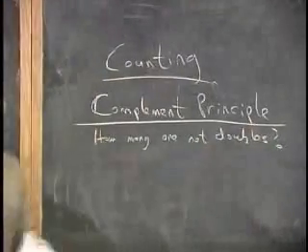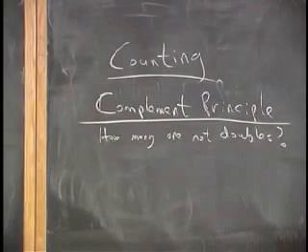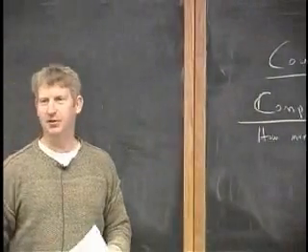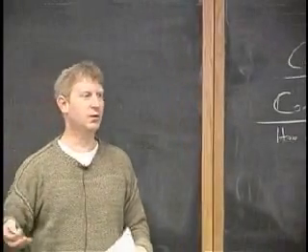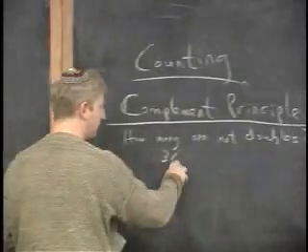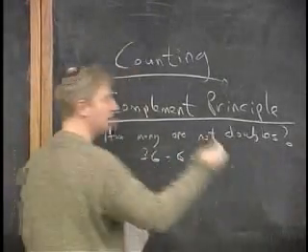How many are not doubles? Well, it's a lot easier to count the doubles than it is to count the not doubles. How many doubles are there? 6, right? 1, 1, 2, 2, 6. So how many were there altogether? There were 36 altogether, minus 6 for the doubles. That equals the not doubles. 30 not doubles.